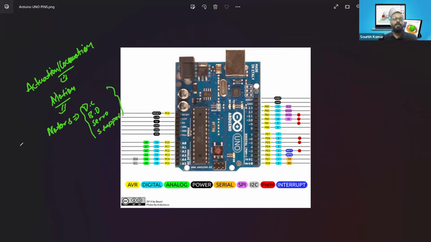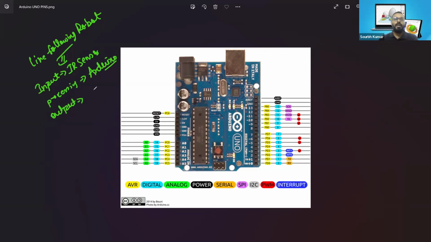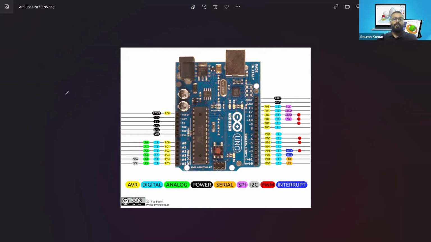Suppose we take the example of the line following robot. The line following robot requires an input system in which we implement different types of IR sensor arrays, and the processing unit will be our Arduino board or any other development board, right? And the third one will be our output. To generate the output in a line following robot, we always use BO motors or DC motors. So this will be the common scenario to build any robotics body or robotics structure.